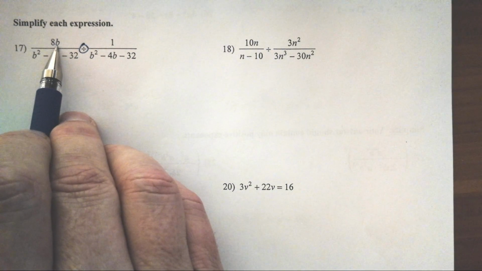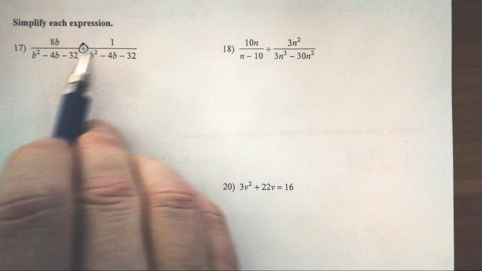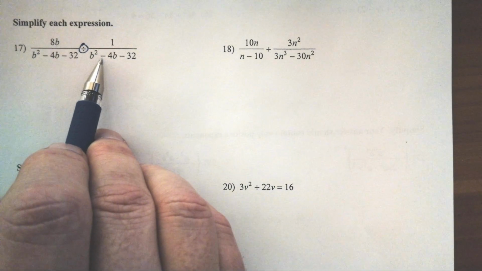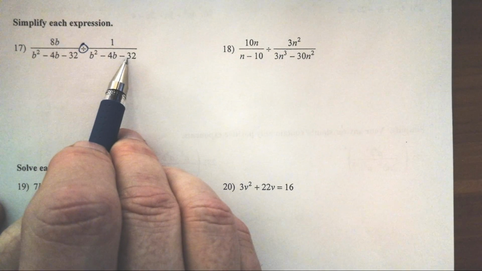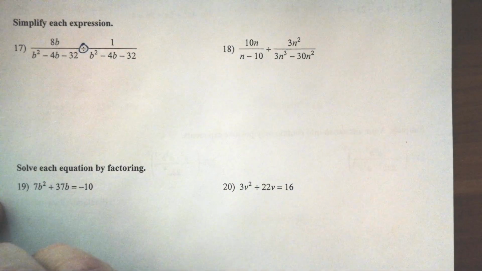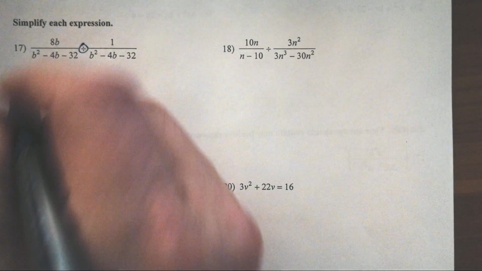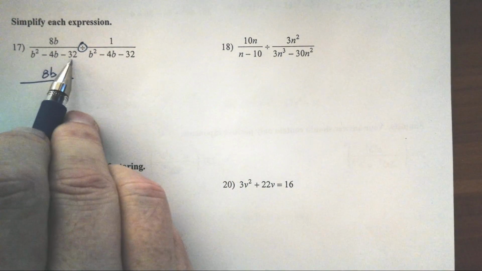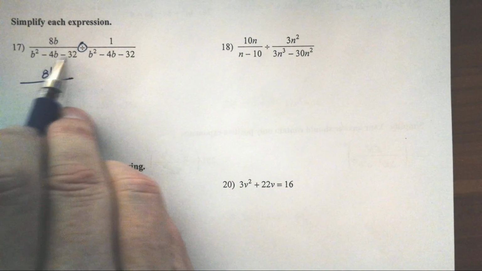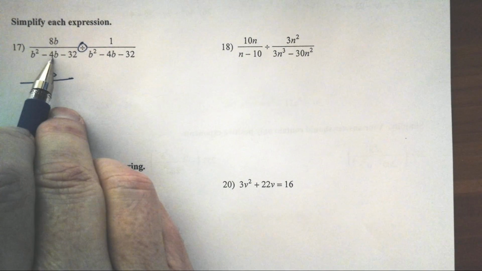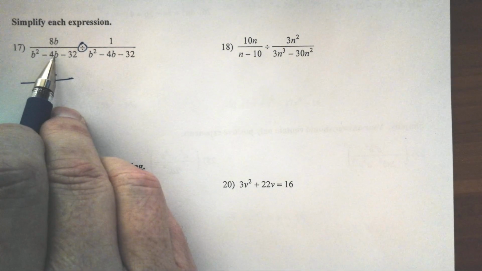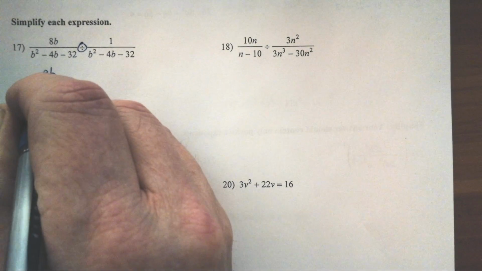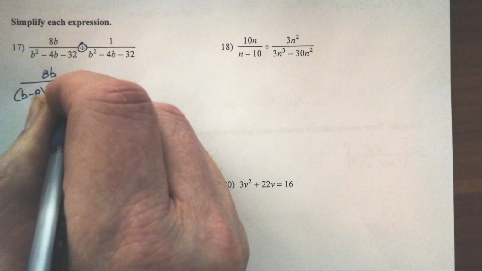because I can actually, and you're rarely given this opportunity, I can actually go 8b divided by 1 is 8, and b squared minus 4b minus 32 divided by b squared minus 4b minus 32 is 1. So this is just going to be 8b over 1. But our norm for doing this would be to go 8b on, let's factor this, factors of negative 32 that add up to be, and again, you wouldn't have to do that for this problem because it's a special case, but factors of negative 32 that add up to negative 4 would be negative 8 and positive 4.